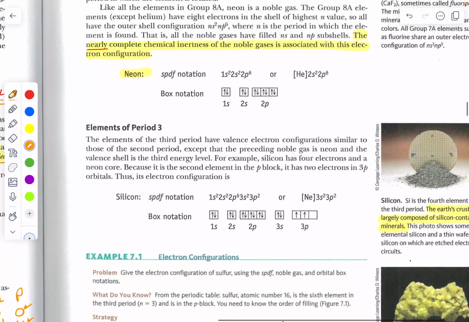And then finally, when we get to neon, you'll notice that the first energy level is filled, and the 2 orbitals in the second energy level, the 2s and the 2p, are filled. So this is extraordinarily stable, and then it has this configuration, not krypton. It has this configuration here, which would be neon in brackets.